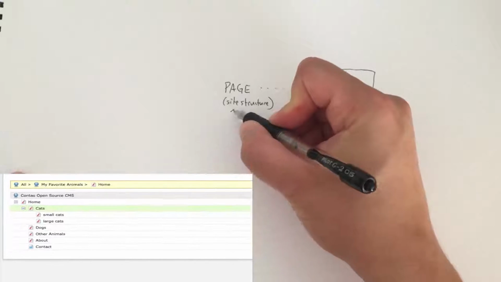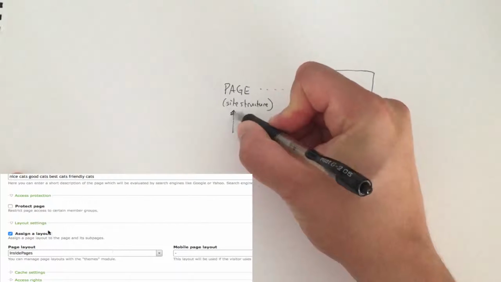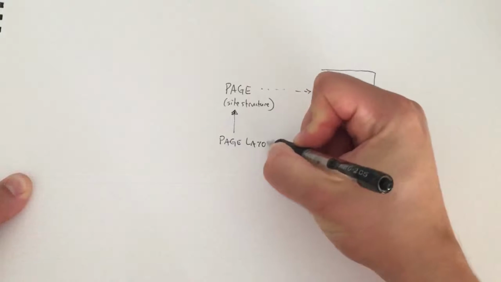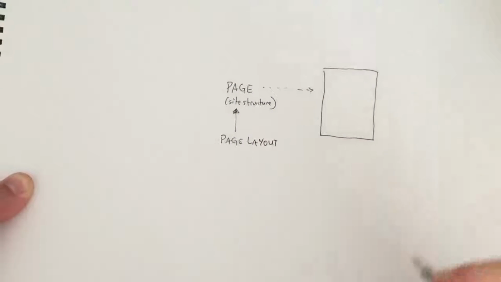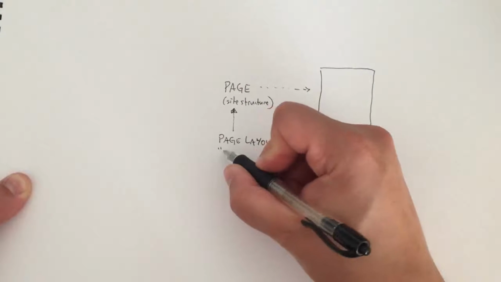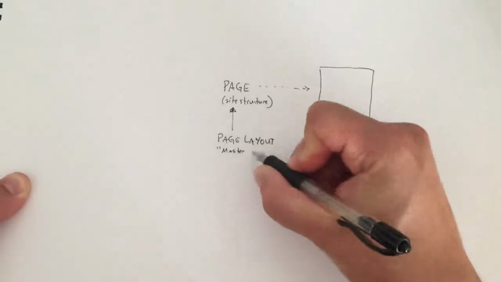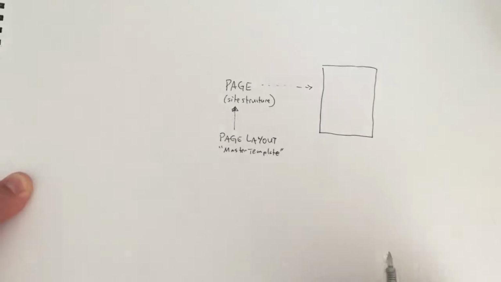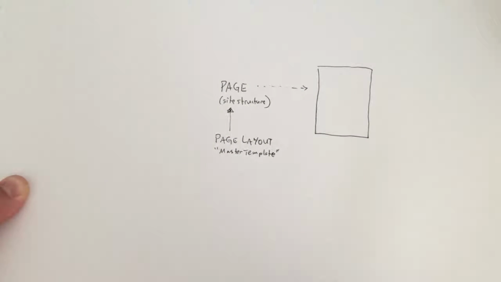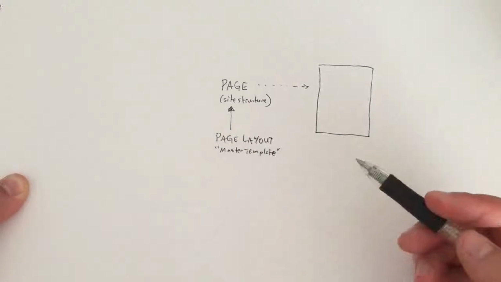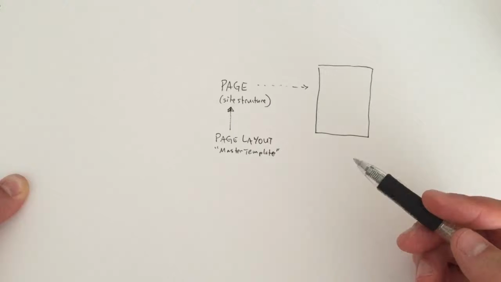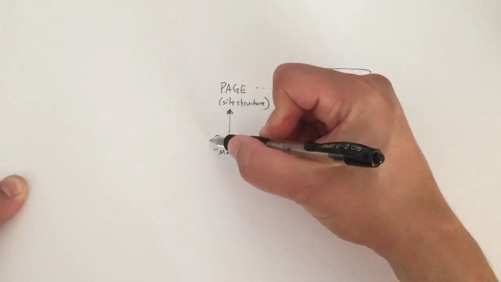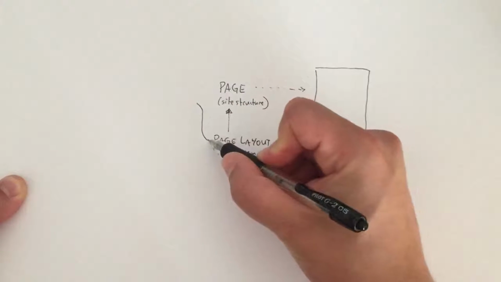That's kind of the master template for the page. And every page has to have a page layout assigned to it. What that page layout is going to do is pull in all of the other stuff that you've been working on, your articles, your modules, style sheets, and all of that. So I'll just represent that like this.